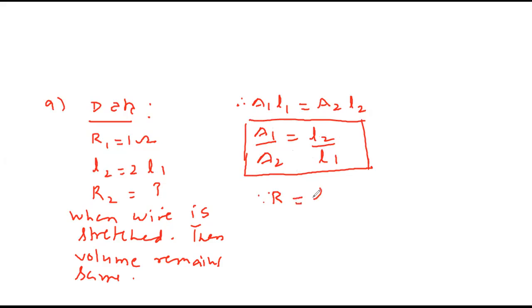Now R means rho L by A. This means R1 upon R2, the same rho will get cancelled, is length L1 upon L2, and area A2 upon A1 because it is inversely proportional. So 1 above, 1 below, 2 below, 2 above.